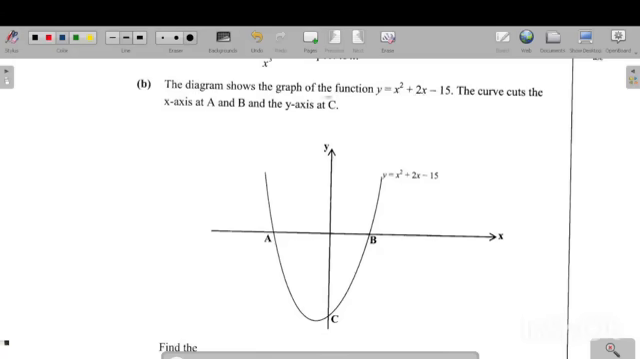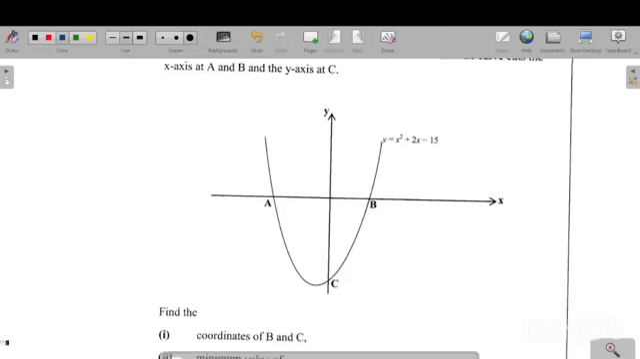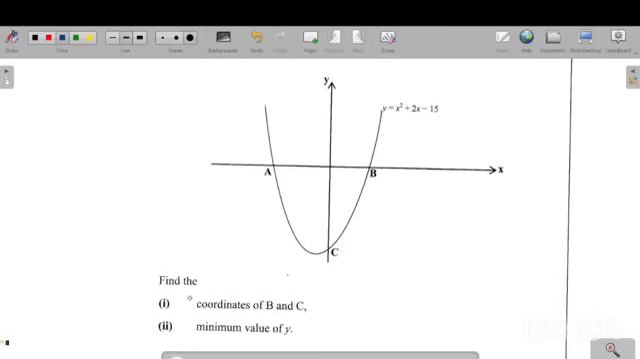The curve cuts the x-axis at A and B and the y-axis at C. So this curve is cutting the x-axis at A and B and the y-axis at C. Okay? Now the question says find the coordinates of B and C. So they want you to find the coordinates of B and C.